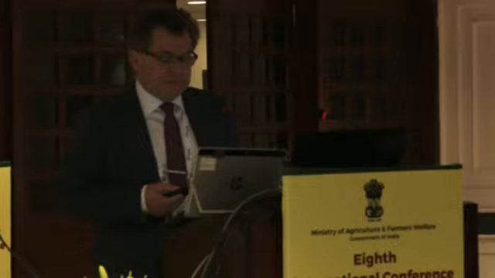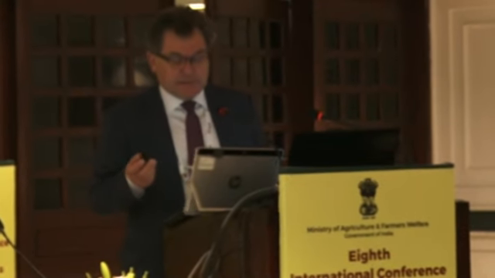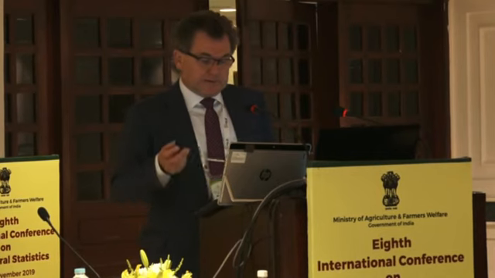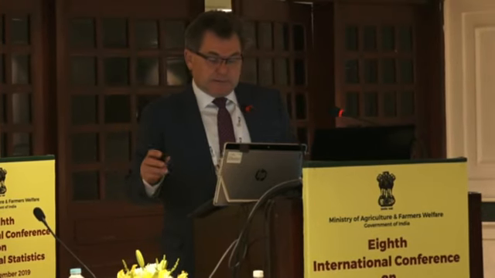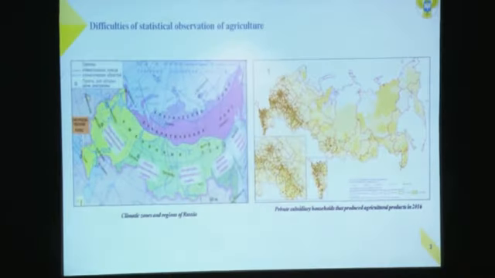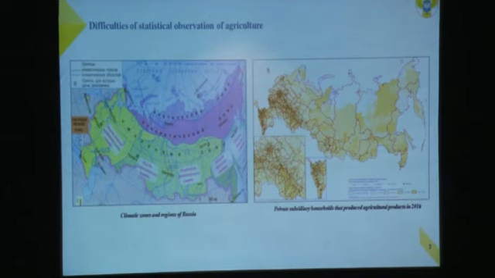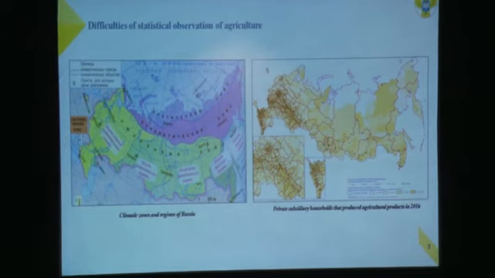What features of agriculture should be considered when organizing agricultural statistics? Instability of agricultural production. See the blue graph on the slide. And this is not surprising. Look at the map of climatic zones of Russia. Agricultural production is distributed practically throughout the country.